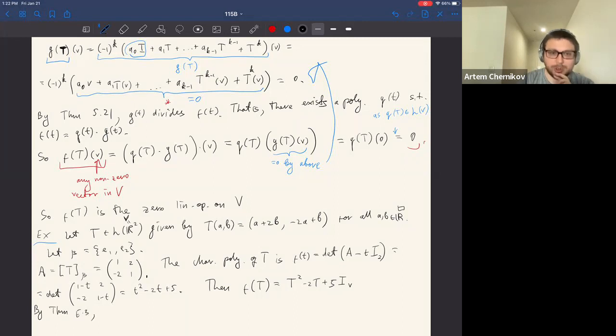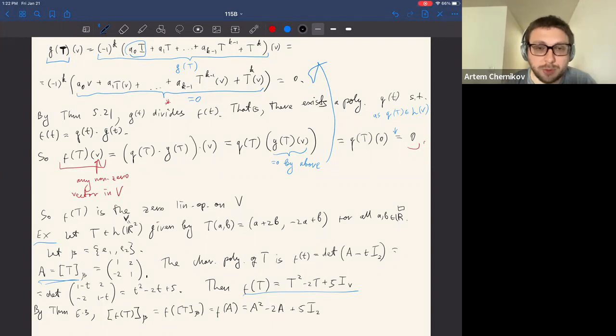Now by theorem E3 from the last time, the matrix representing the linear operator f of T with respect to beta is going to be the result of applying the polynomial f to the matrix representing T with respect to beta, which is the same as f of A, because in this example we denoted that matrix by A. So now just plug it in. We get A squared minus 2A plus 5 times the 2 by 2 identity matrix.